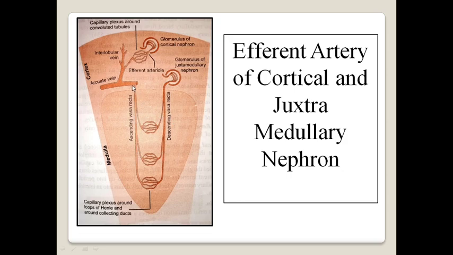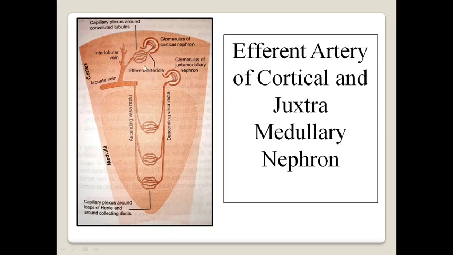of Henle, and finally drain into the arcuate vein, and from the arcuate vein into the interlobar vein, and then again to the renal vein. So that is the blood supply to the kidney. And how does the kidney or nephron get blood supply, and how does this blood recollect from the nephron and come out via the renal hilum.